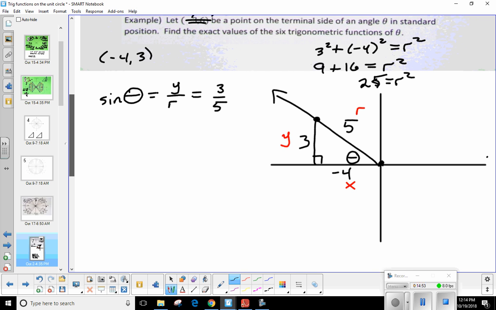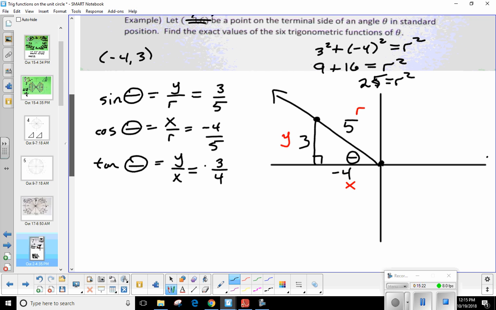What was cosine's ratio? It was x over r. Okay, so x over r will give me what? Negative 4 over 5. Perfect. And tangent, his ratio was y over x. And what's y over x? 3 over negative 4. Okay, so I'm going to go ahead and rewrite that as a negative 3/4.